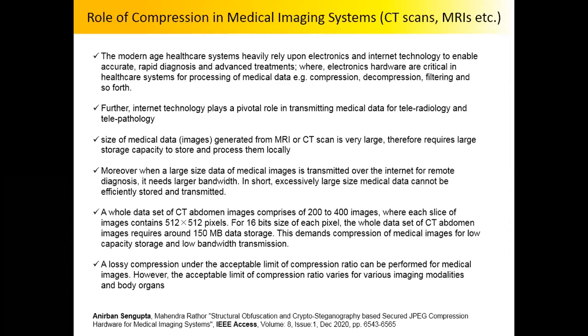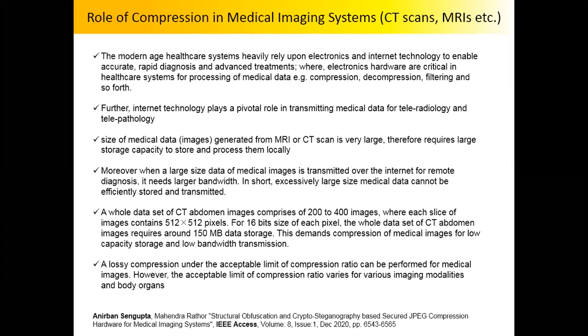Okay, so now let me speak a little bit about the role of compression in medical imaging systems. The medical imaging systems I'm talking about are mostly CT scans and the ones used in MRIs. Now, modern healthcare systems heavily rely upon electronics and internet technology to enable accurate and rapid diagnosis and advanced treatments, where electronics hardware is critical for processing of medical data. Because whether you want to compress, decompress, or filter a medical image, it is all intrinsically done at the hardware level by the underlying hardware processor.